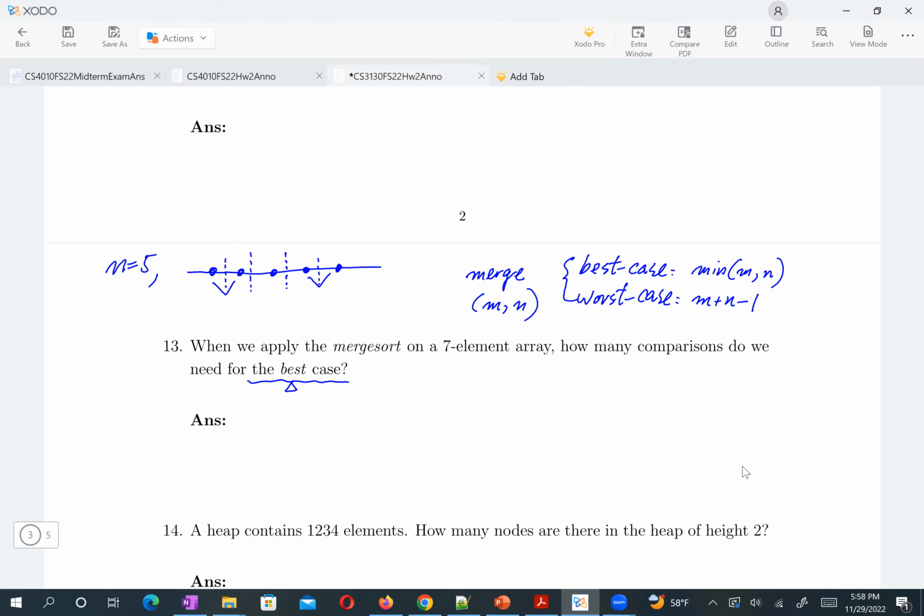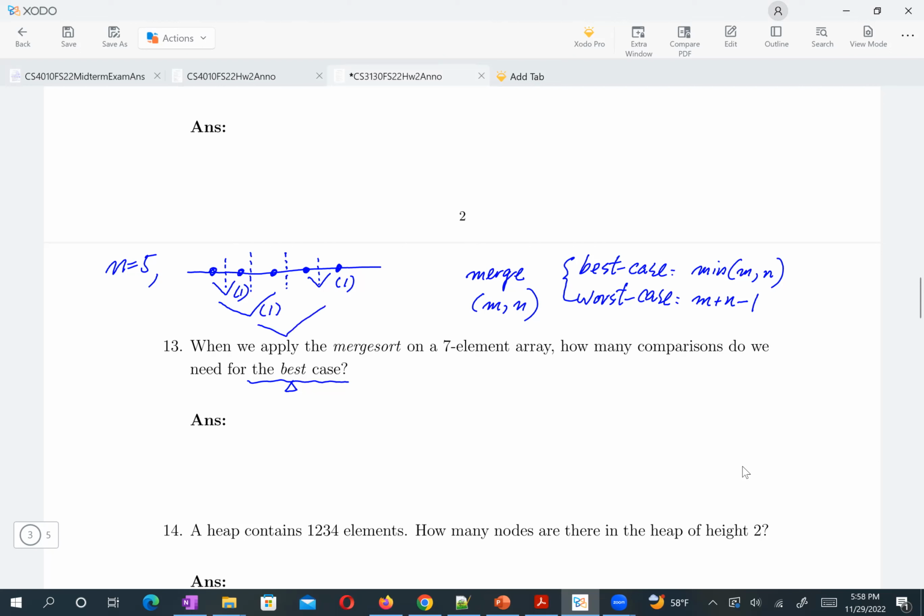So here we apply the best case formula. Merge m equals 1, n equals 1. The minimum is 1, right? So one comparison, we can merge for the best case. Here also, one comparison to merge these 2 subarrays. Then the second, merge these 2: m equals 2, n equals 1. The minimum is 1, right? So another 1.